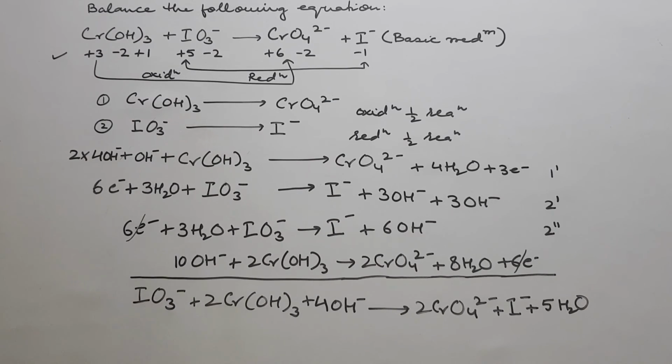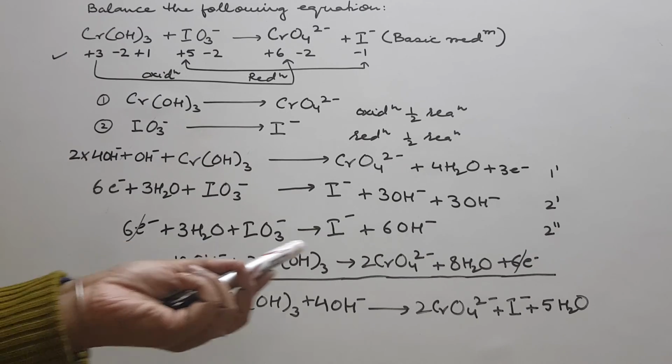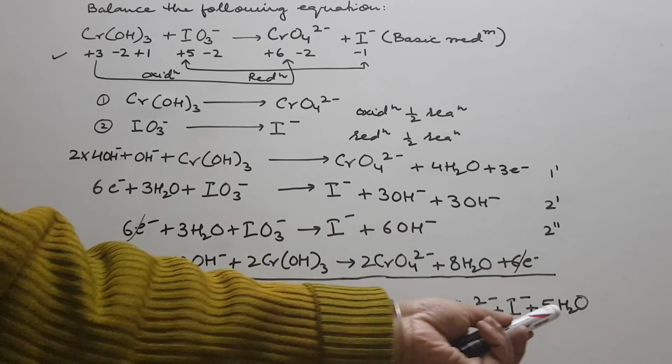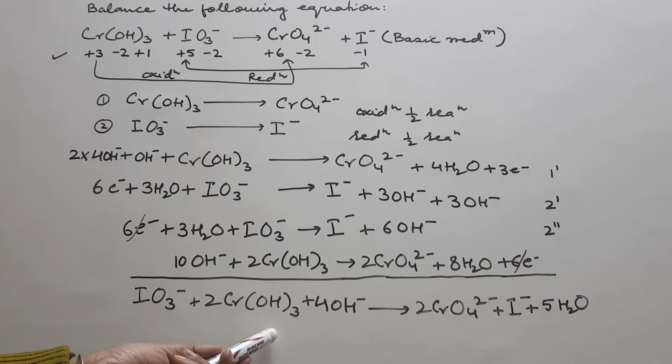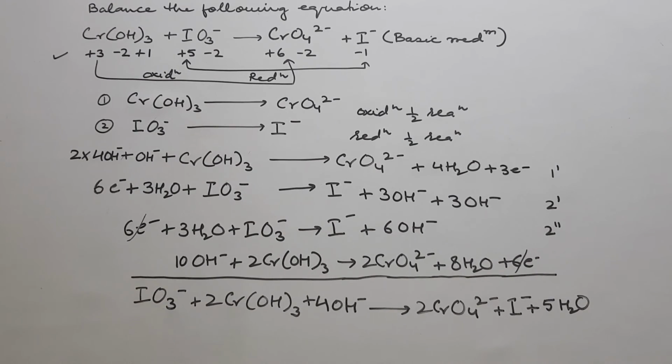This is our final equation. You see 6 electrons got cancelled on both the sides. Here 3H2O and here 8H2O, so obviously it will be 5H2O here, 2Cr(OH)3, IO3 minus as it is, 10OH minus and 6OH minus, obviously 4OH minus this side, and the rest gets cancelled. So this is our balancing of equation. Hope you have understood. This is what we do in the basic medium.